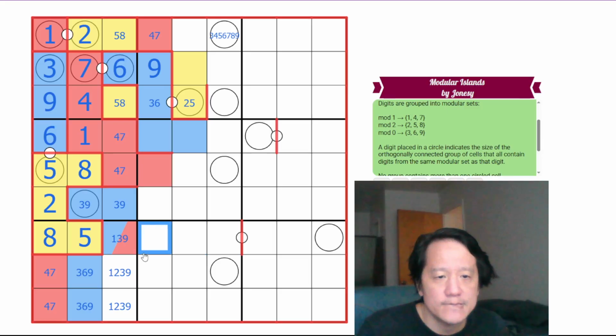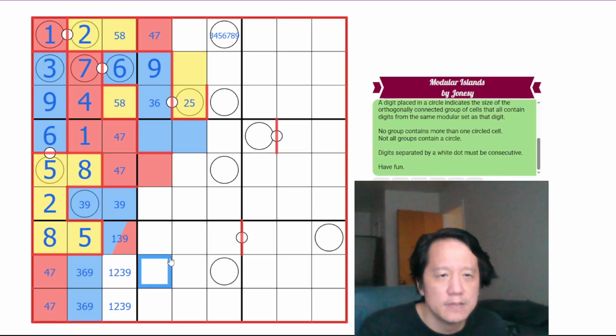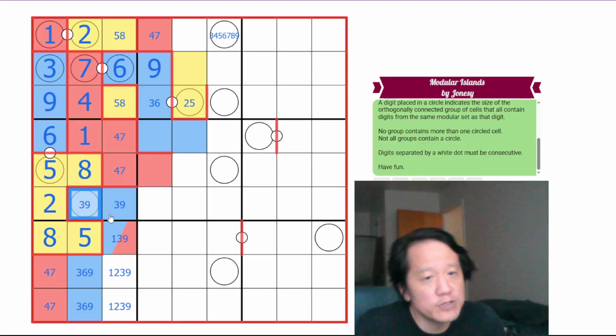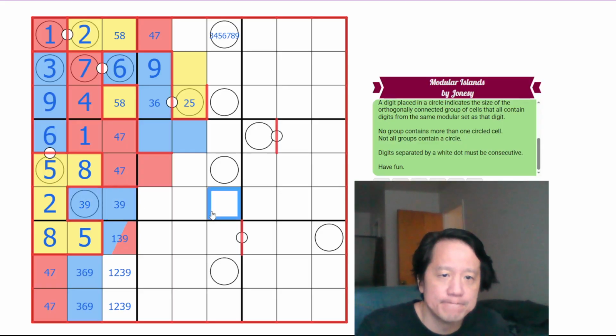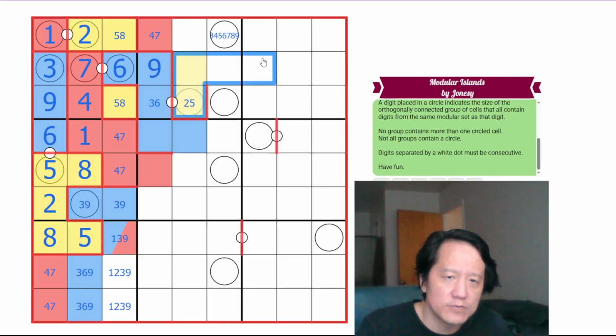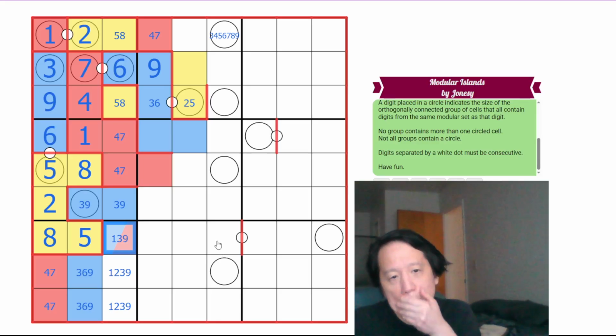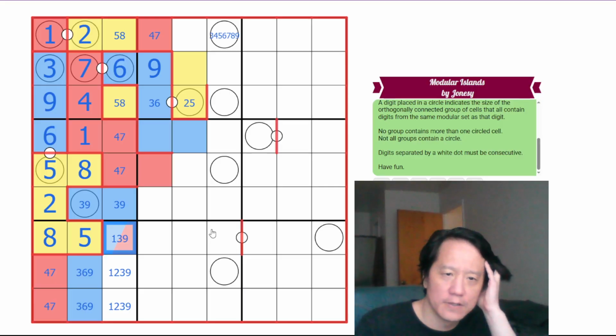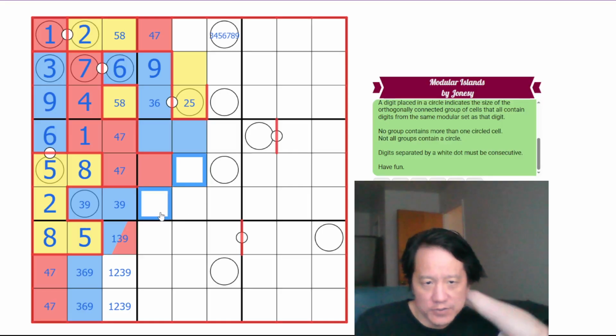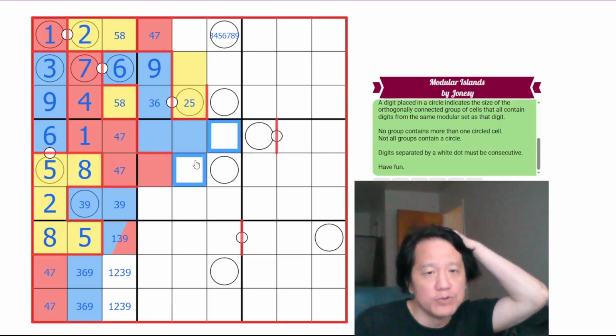Okay. What else do we have? This is very likely 3, but we don't know that for certain. Can this be 5? It certainly could. One of these is blue. We're not sure which. One of these is red. We're not sure which.